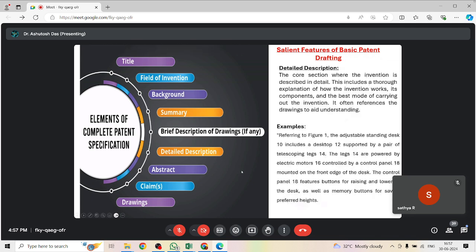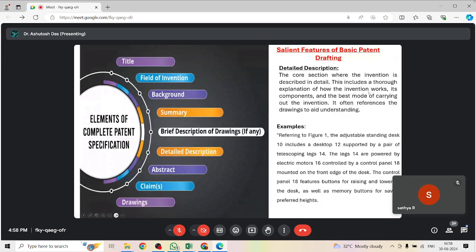It's not compulsory that you have a figure, but usually you'll be having some figures or some sketches. You can show that. I'll show you the figures. Then salient features, basic. Then detailed description. This is where everything comes. It is the maximum part. Others will be short, maximum one page, but this is maximum.